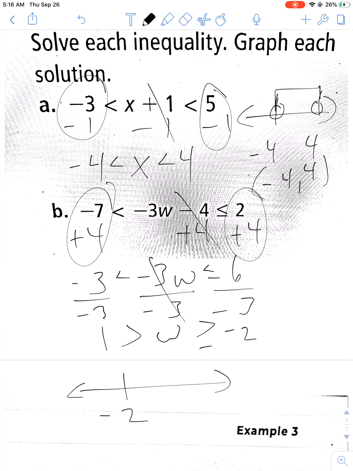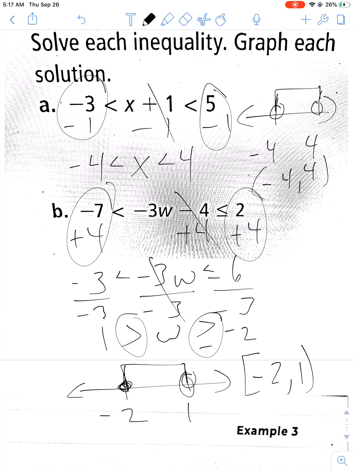Small number first, big number second. Close at negative 2. Open at 1. And trap the numbers in between. In interval notation, when does it start working? When does it stop working? Closed means bracket. Open means parenthesis.